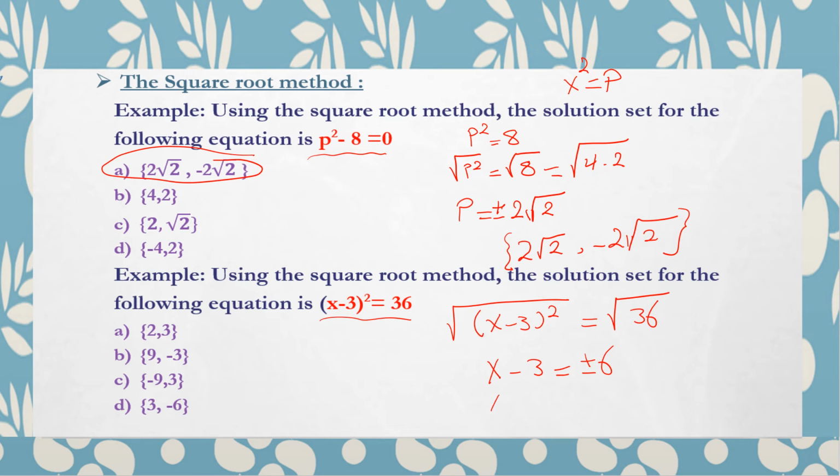After that, by taking the negative 3 to the other side, x equals 3 plus or minus 6, which means x equals 3 plus 6, which is 9, and 3 minus 6, x equals minus 3. So the solution set is minus 3 and 9, and the correct answer is B.